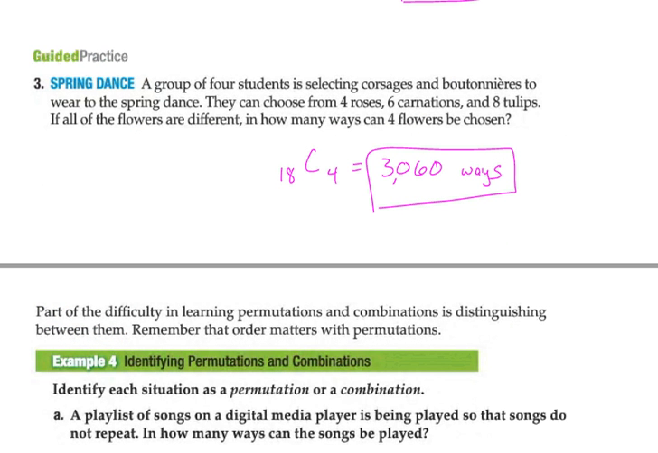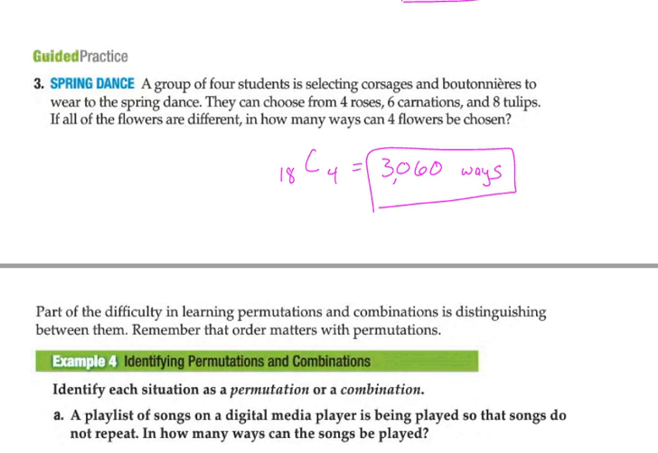Okay, this problem gets a little wordy because it says they can choose from 4 roses, 6 carnations, and 8 tulips. It says if all of the flowers are different, in how many ways can 4 flowers be chosen? Well, how many flowers can they choose from? They can choose from 18 different flowers. We are taking 4 of those 18. We are choosing, so we know this is a combination. So we have 3,060 ways to deal with.